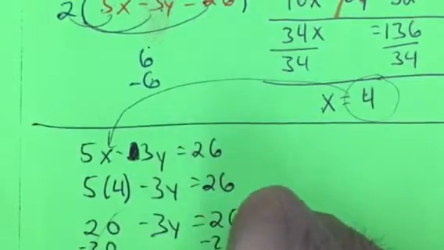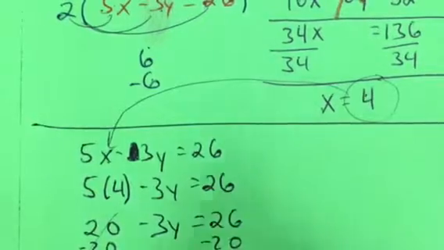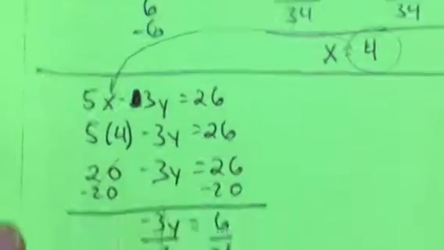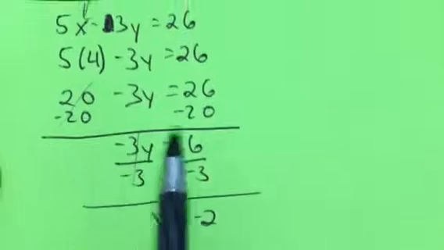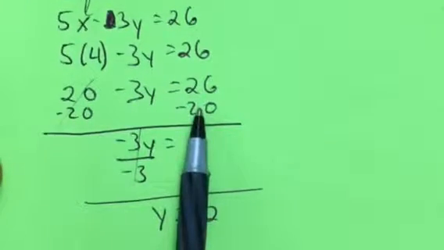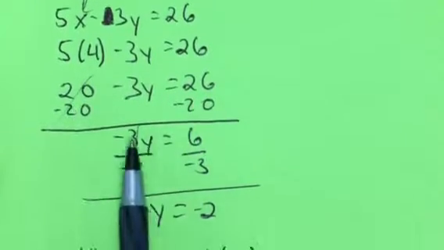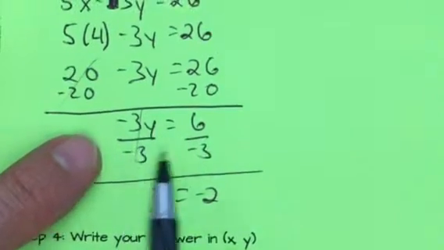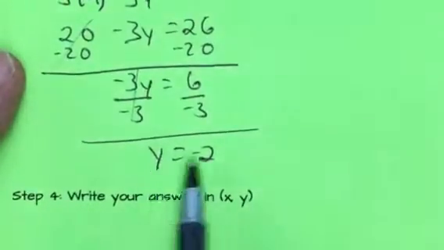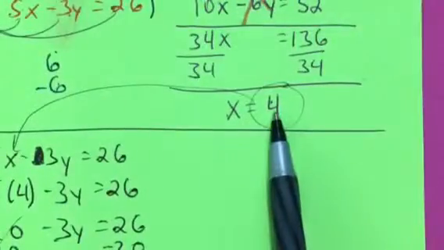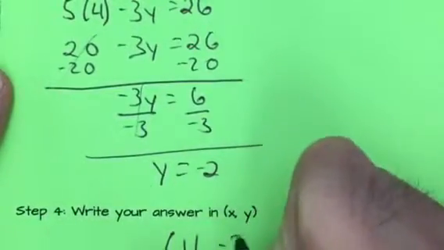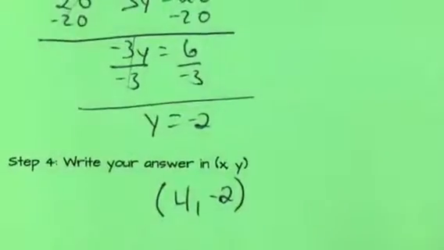Negative 3y equals 6. Divide by negative 3 to get the y alone. Y equals negative 2. Oh, there we go. I should have rolled it up. Subtract 20 from both sides. I got this. Negative 3y is 6. Divide by negative 3. Y equals negative 2. I have my two answers. X, y. Finito.